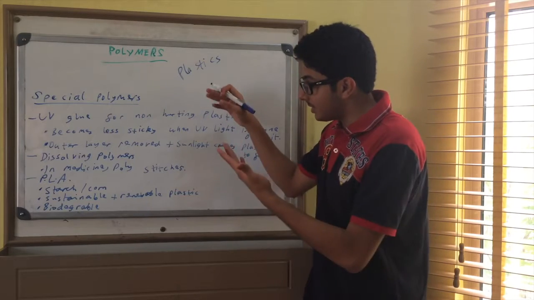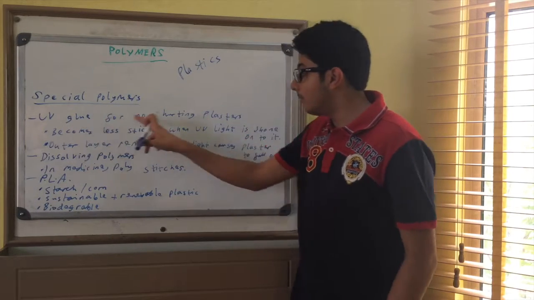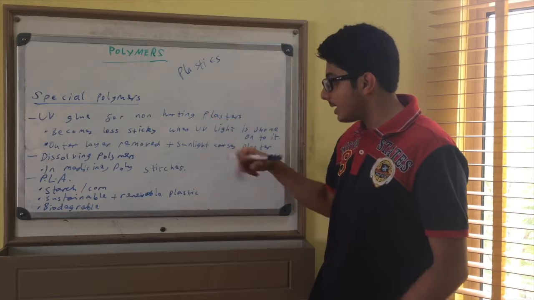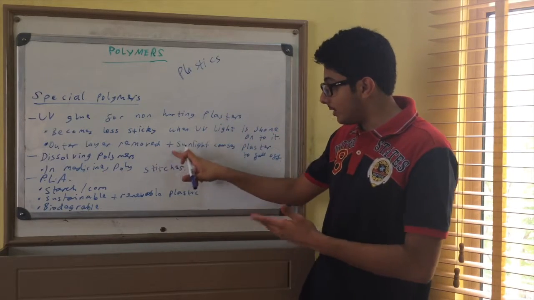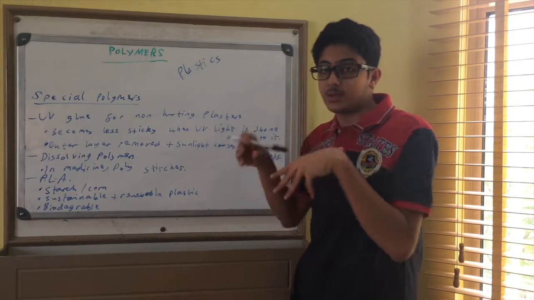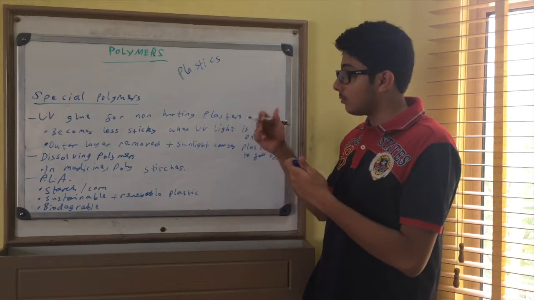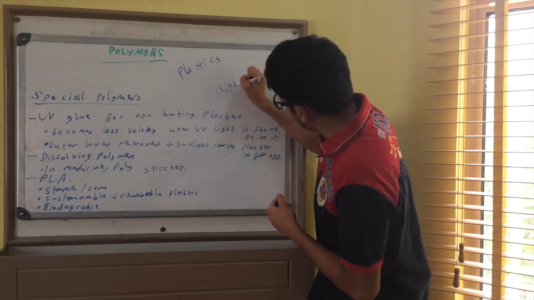So I'm going to go through some examples very quickly. UV glue for non-hurting plasters. It becomes less sticky when UV light is shone onto it, and the outer layer is removed, and the sunlight then causes the plaster to fall off. These are what we call light-sensitive polymers.